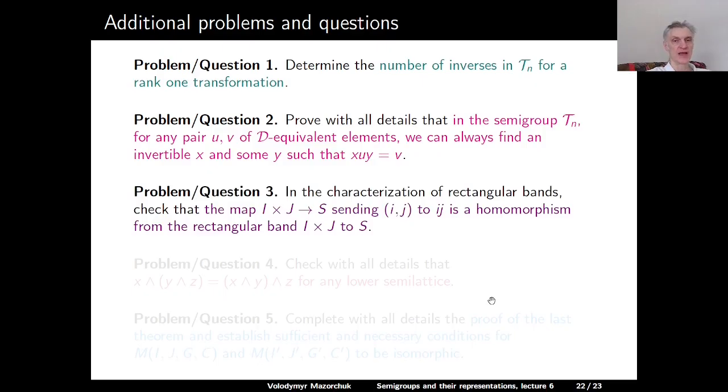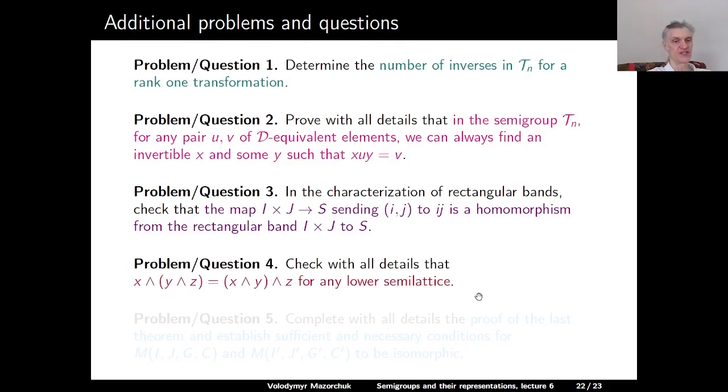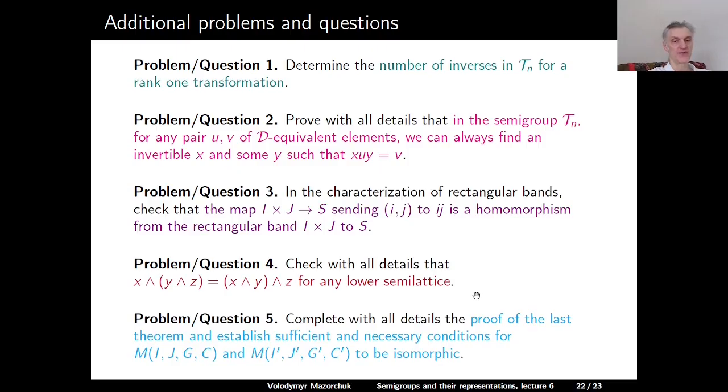Problem 3. In the characterization of rectangular bands, check that the map from I cross J to S, which sends the pair (i, j) to the product of i and j, is a homomorphism from the rectangular band I times J to S. Problem 4. Check the associativity for the meet operation for any lower semilattice. And problem 5. Complete with all details the proof of the last theorem, and additionally establish a sufficient and necessary condition for two Riesz matrix semigroups to be isomorphic.